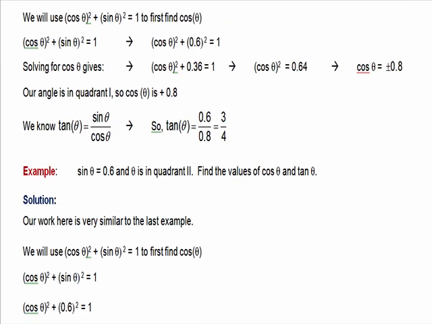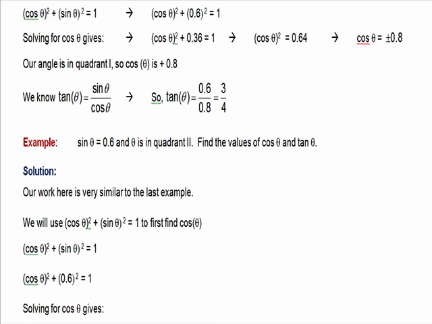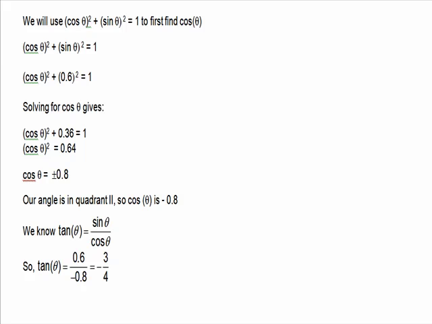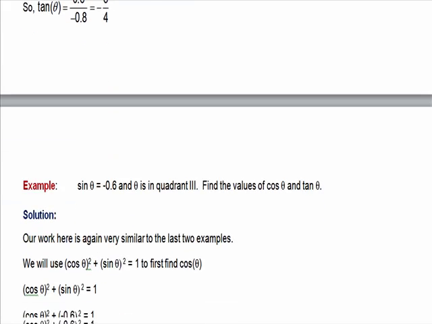Now I did more examples, and all I really did was move my trig functions into different quadrants. In the next example, I'm in quadrant 2, and in quadrant 2 sine is still positive, but when I get the answers for cosine theta and tangent theta, you'll notice that they both end up being negative because of that quadrant 2. Otherwise the algebra is exactly the same.